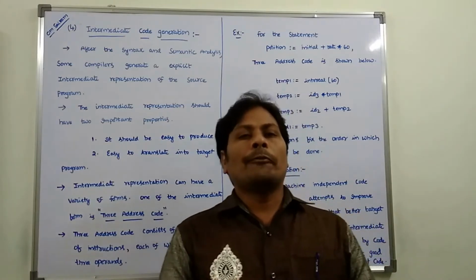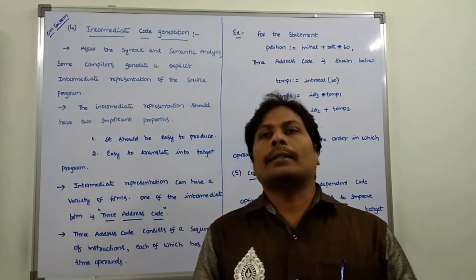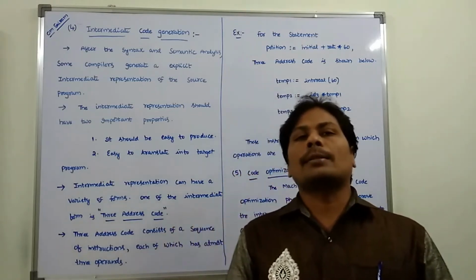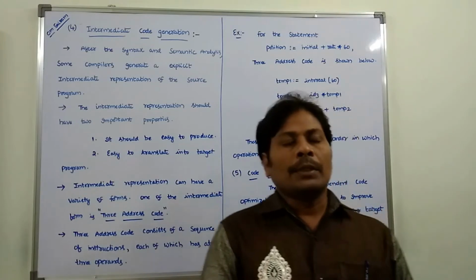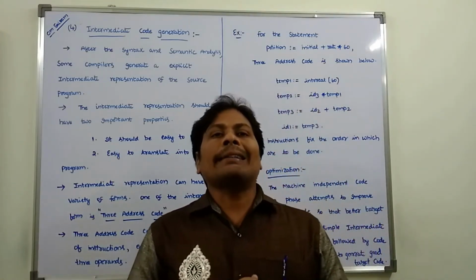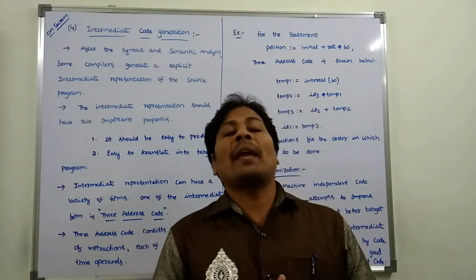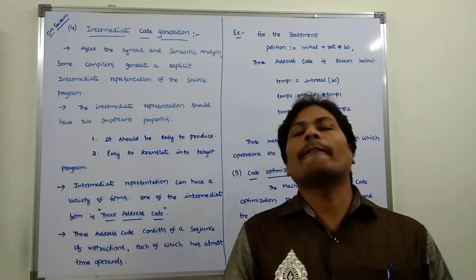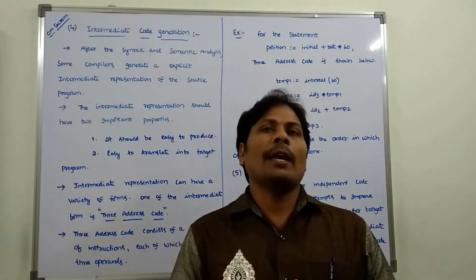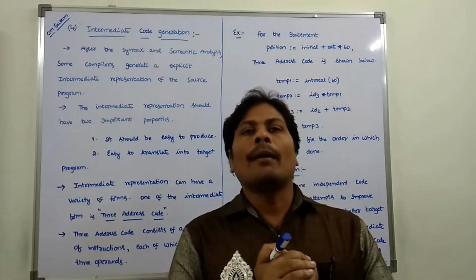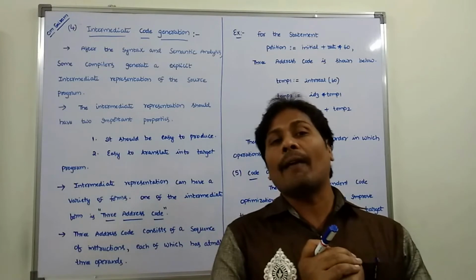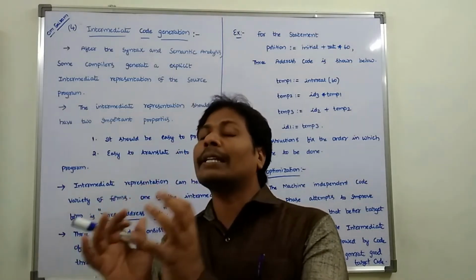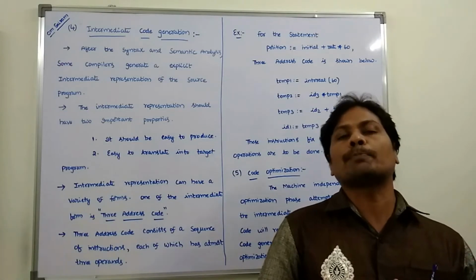Next, we go for the fourth phase of the compiler, which is intermediate code generation. Intermediate code generation is the fourth phase of the compiler. After the syntax and semantic analysis, some compilers may produce or generate an explicit intermediate representation of the given source program.